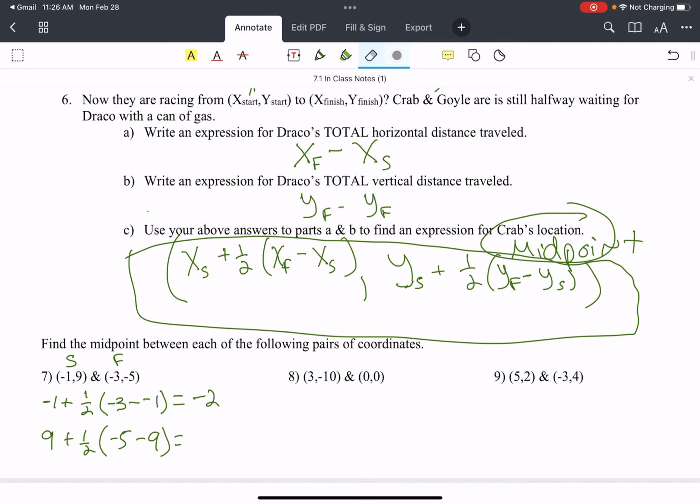What did you get for this next one, Donnie? Yeah, it's 2. So then that is my point. If I graphed those, it's halfway between those two. This is starting.